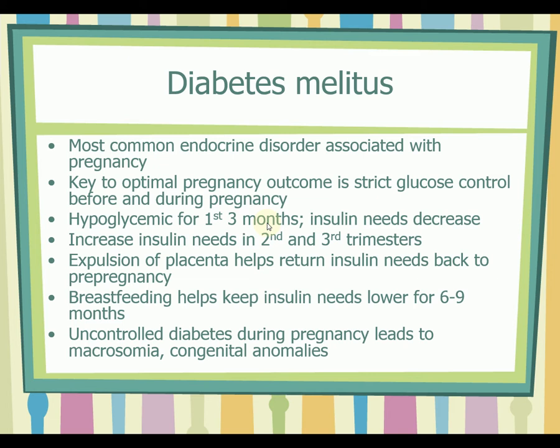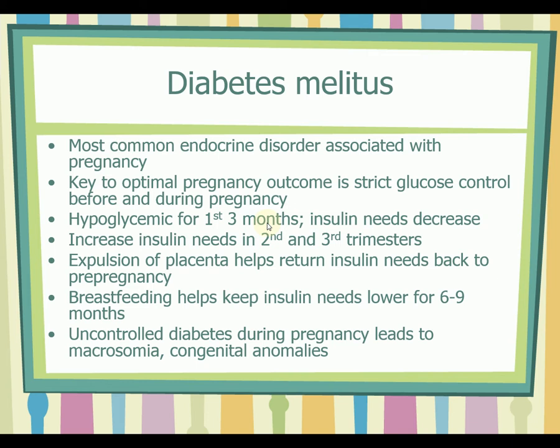So the key to an optimal pregnancy with anyone that has diabetes, especially pregestational diabetes, is to have strict glucose control before and during pregnancy. The reason it's so key with pregestational diabetics is that when they become pregnant, they're already having issues with their sugars. If they can keep them in control, there's less possibility of developing congenital anomalies. With out of control pregestational diabetes, their babies have a high risk for congenital abnormalities plus cardiac issues as well.